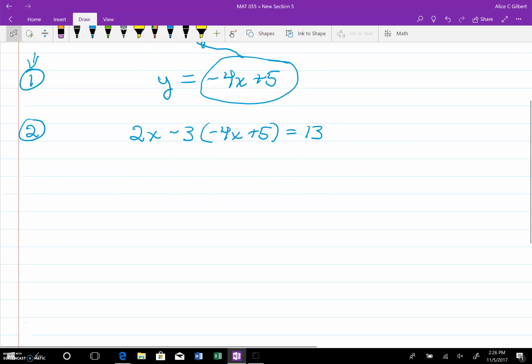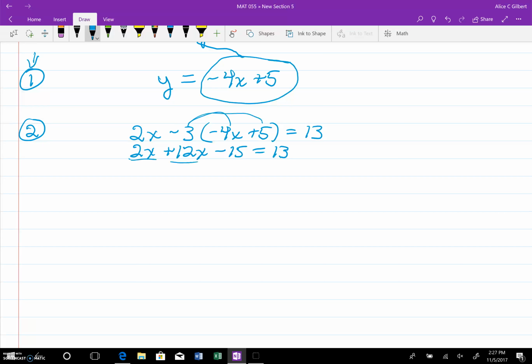Okay, so now I just need to do whatever I need to do here and solve for x. So negative 3 times negative 4x is plus 12x. And negative 3 times 5 is negative 15, equals 13. So I just distributed this 3 into both of these. Now I've got some like terms I'm going to combine. So that's 14x minus 15 equals 13.